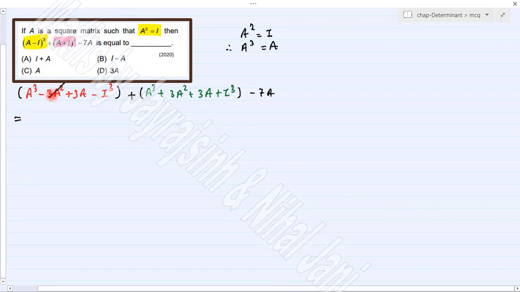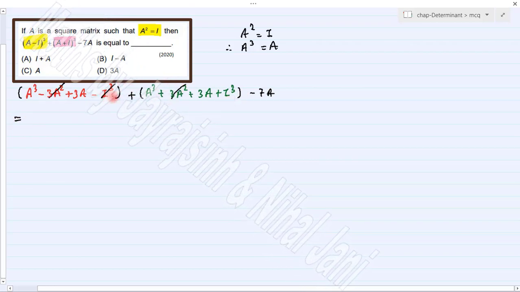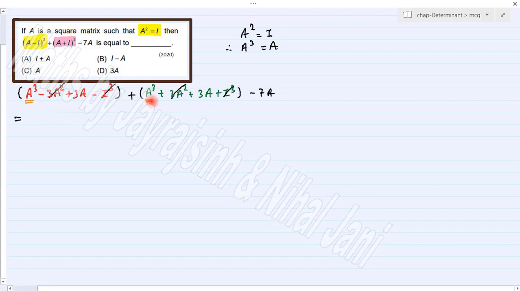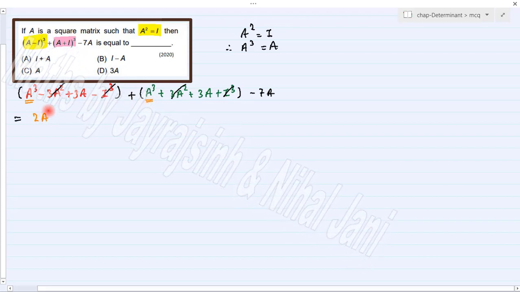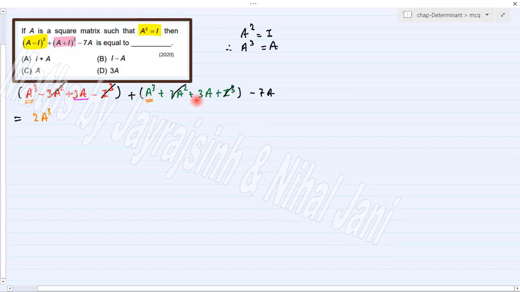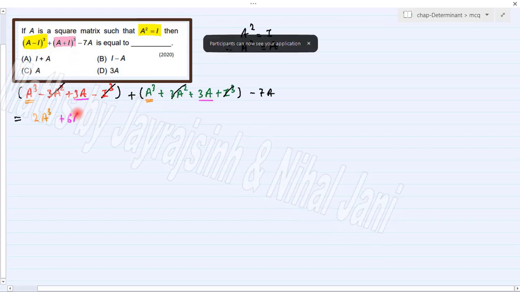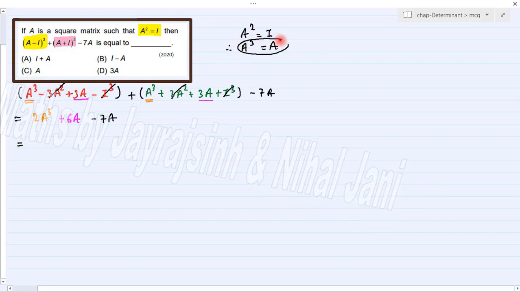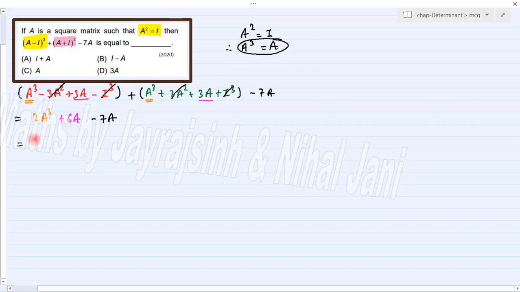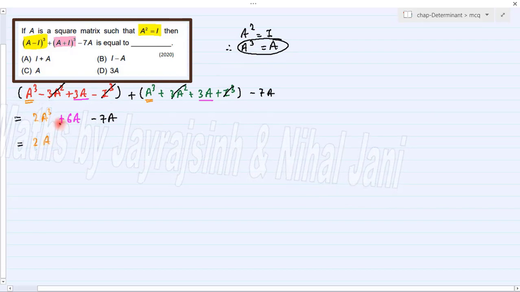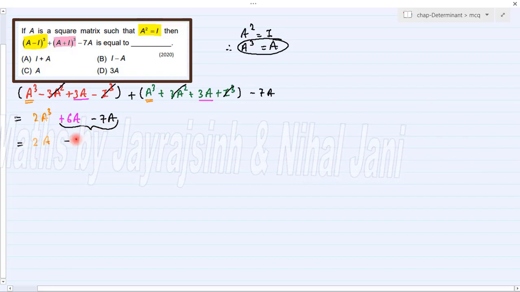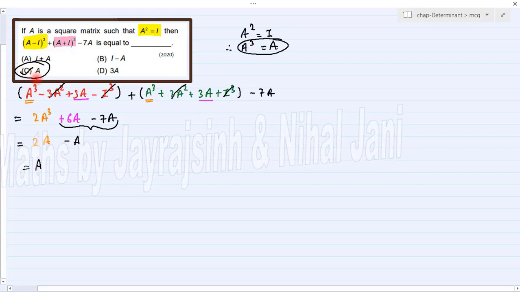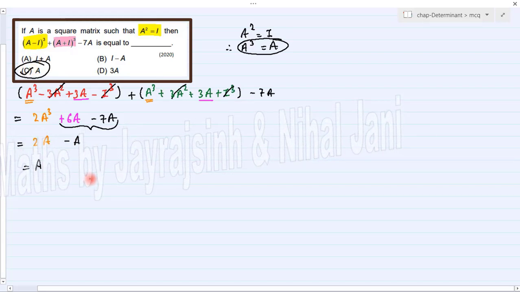Now here minus 3A square plus 3A square and minus I cube plus I cube will be cancelled out. So we will get A cube plus A cube, or we can say 2 times A cube, and 3A plus 3A will be 6A, and minus 7A will be as it is. Now we know that A cube is nothing but A. So this 2A cube will become 2A. Then 6A and minus 7A will become minus A. So your final answer will be A, which is given in option C. Ta-da!